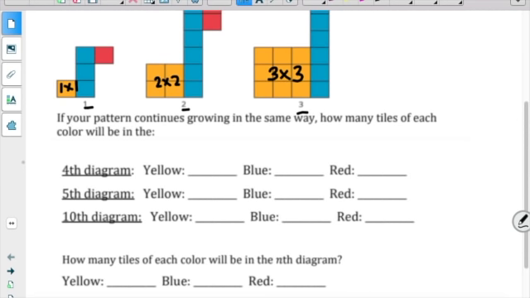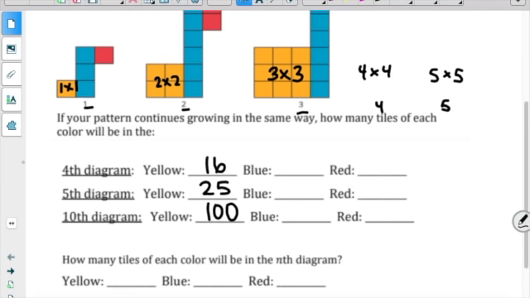So for the fourth diagram, we would assume the yellow would be a 4 by 4, which would equal 16. For the fifth diagram, we assume the yellow would be a 5 by 5, which is 25. And for the 10th diagram, 10 by 10, which would be 100.